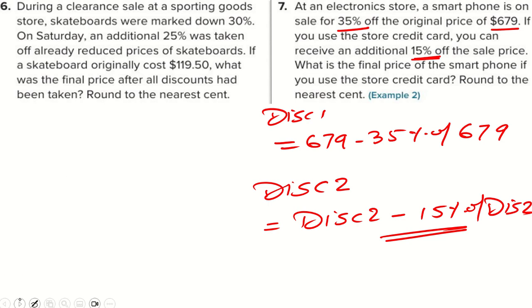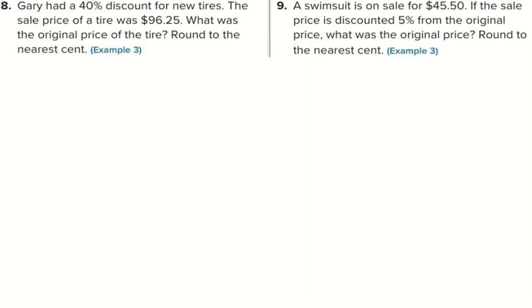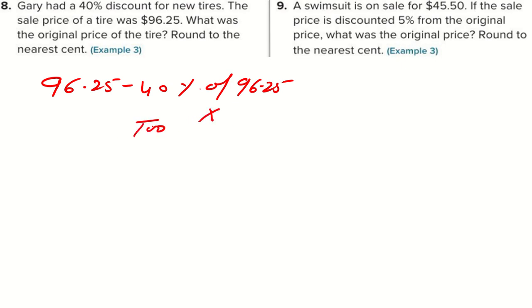Next question can be, Gary had a 40% discount for new tire. The sale price of a tire was $96.25. What was the original price? Same like question. See, 96.25 minus 40% of 96.25. Just do it and you will get the answer. Of means multiplication, percent means divided by 100. A swimsuit is on a sale for $45.50 if the sale price is discounted 5% from the original price. Okay, same question. So it will be 45.50 minus 5% of 45.50. Okay, like this you can get the answer.